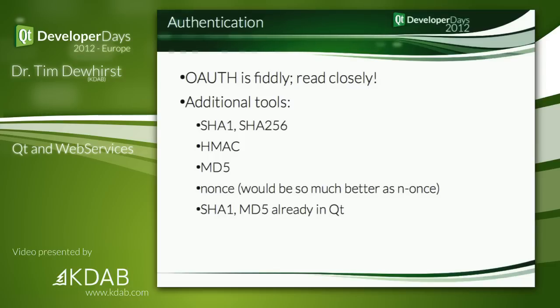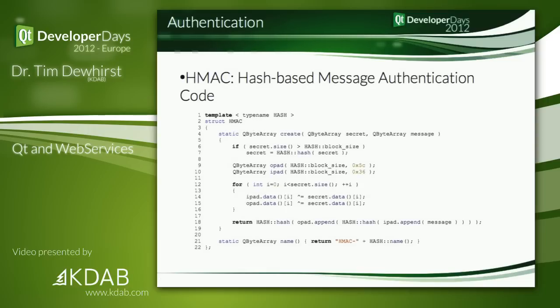This next word is really designed to be pronounced as N-once, and not nonce, which is a number that's designed to be used only once. And yeah, SHA-1, MD5 already in Qt, and in Qt5 it sounds as though you're going to have SHA-256 as well. So good, that's all good. We're getting closer. So what is HMAC?